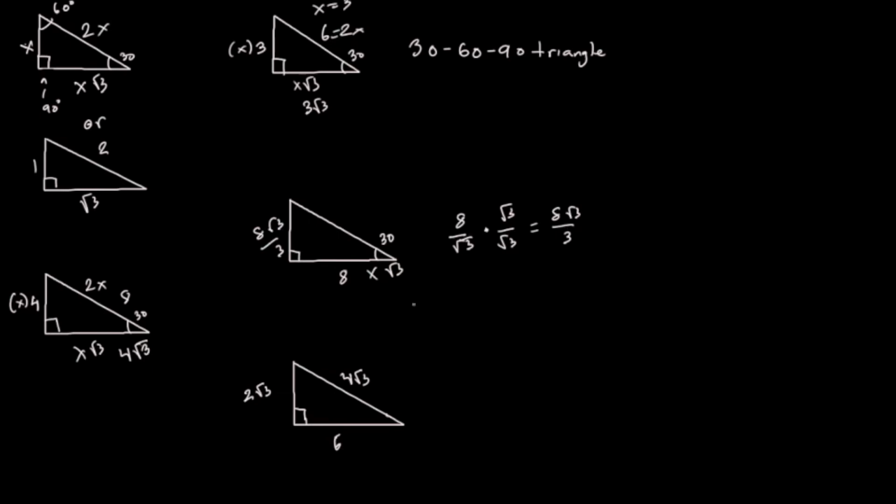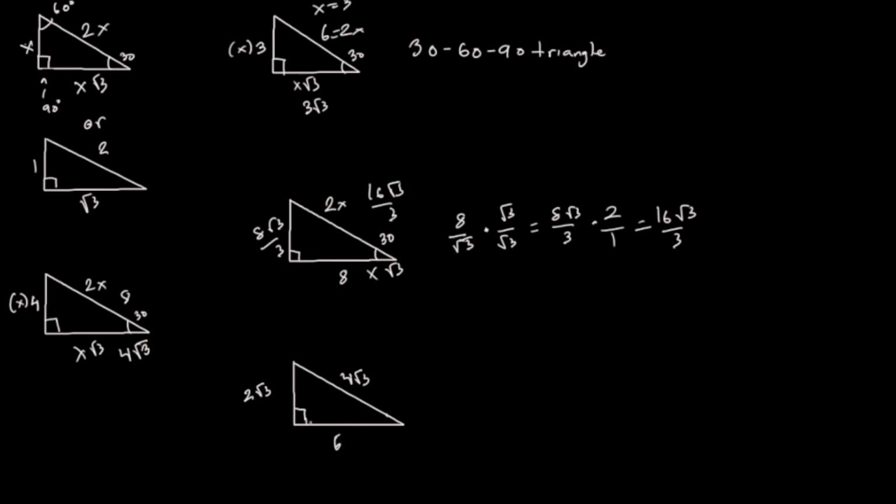And now you have to multiply by 2 to find the hypotenuse. This is 2x. So you multiply this by 2 over 1, and you get 16 root 3 over 3. So here you have 16 root 3 over 3. So that's how you solve for those. It still is pretty simple, just not as simple as these.